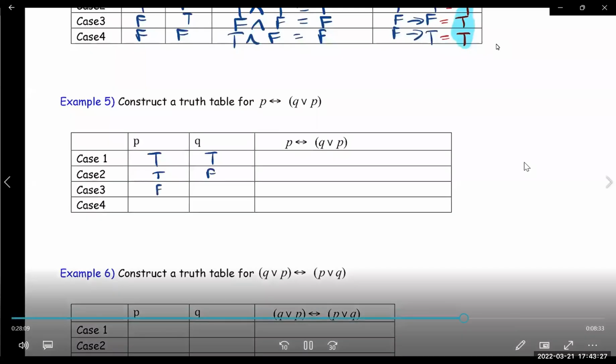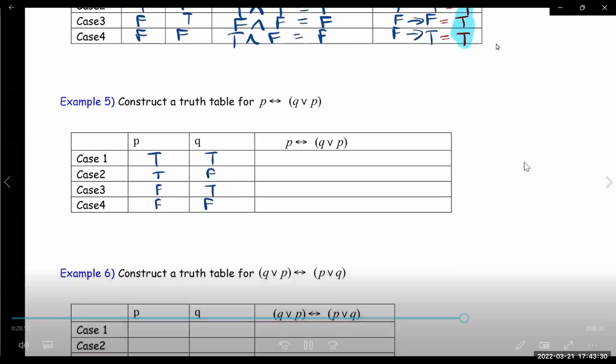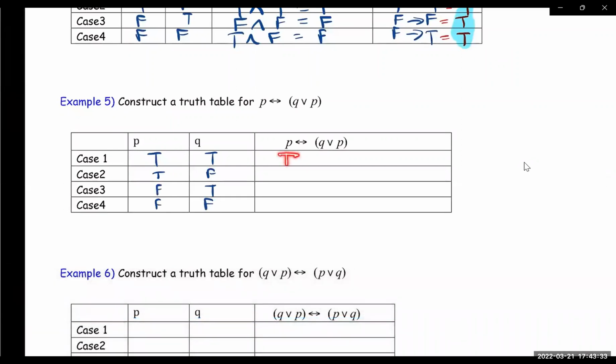True, false, false, true, false, false. So this is going to be true if and only if. This is going to be true or true. So what do you guys think? This is going to be true, right? True, double-sided arrow, true is true. All right, for this one, you're going to have true, double-sided arrow, false or true. False or true is true, right? So you have true, double-sided arrow, true. That is true.